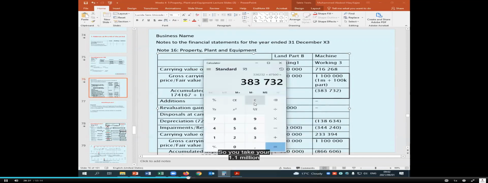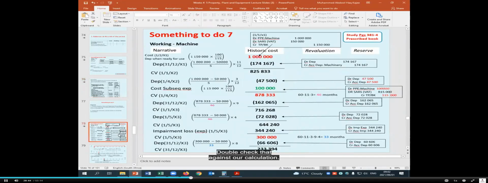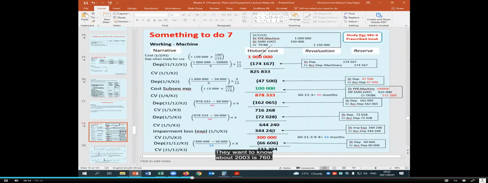Right. So you take your 1.1 million cost minus total accumulated depreciation to date, and you get 716,268. That's your carrying value. Double check that against our calculation. Yes, our carrying value at the beginning of 2003, which is what the question is asking for. They want to know about 2003 is 716. So we've got this amount done.